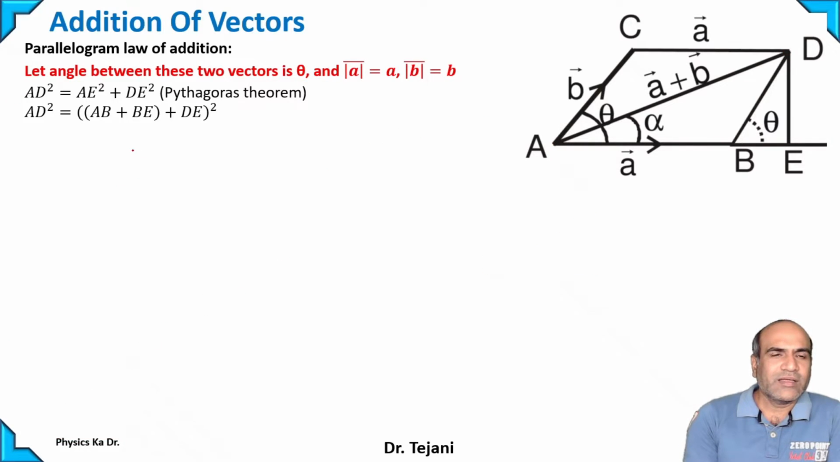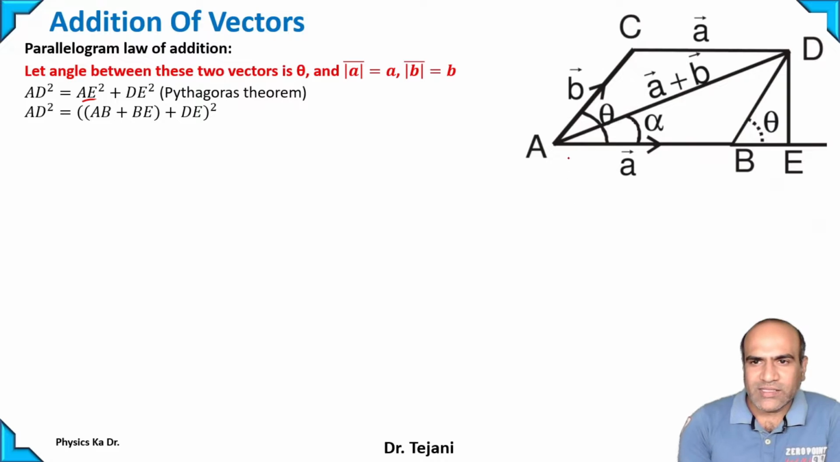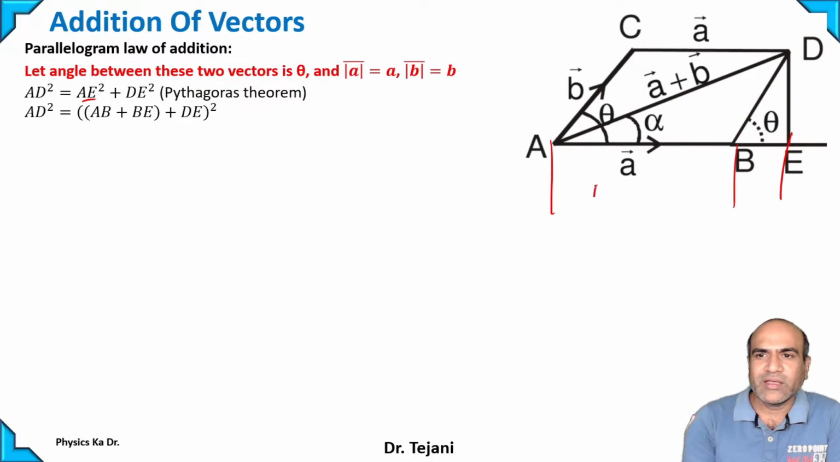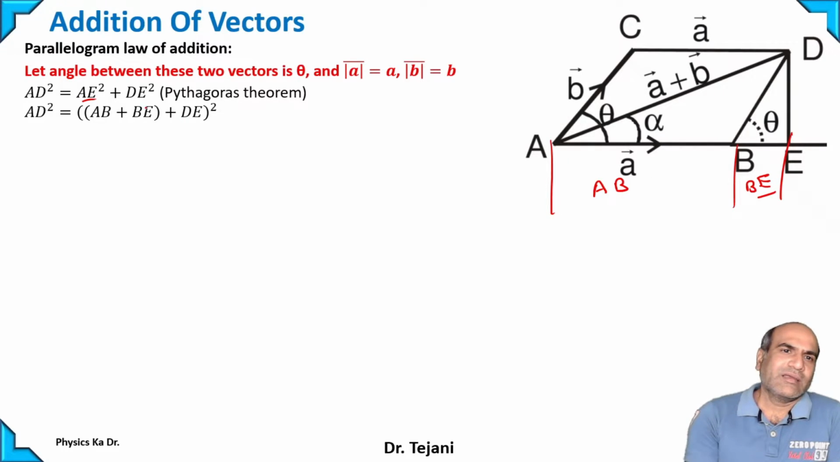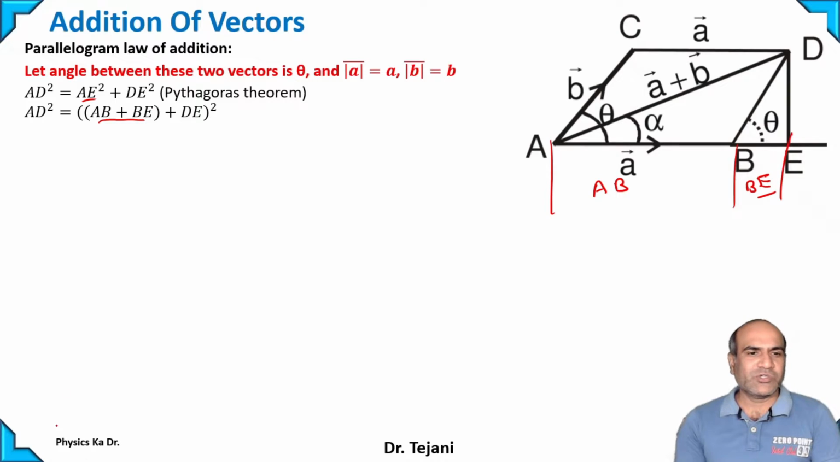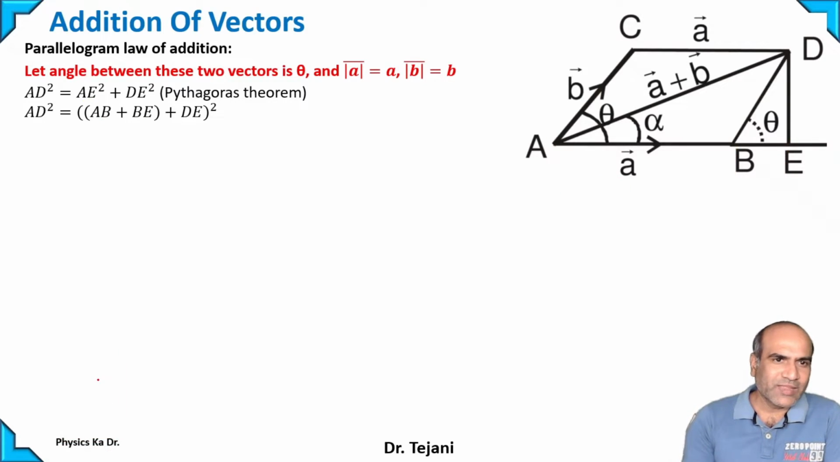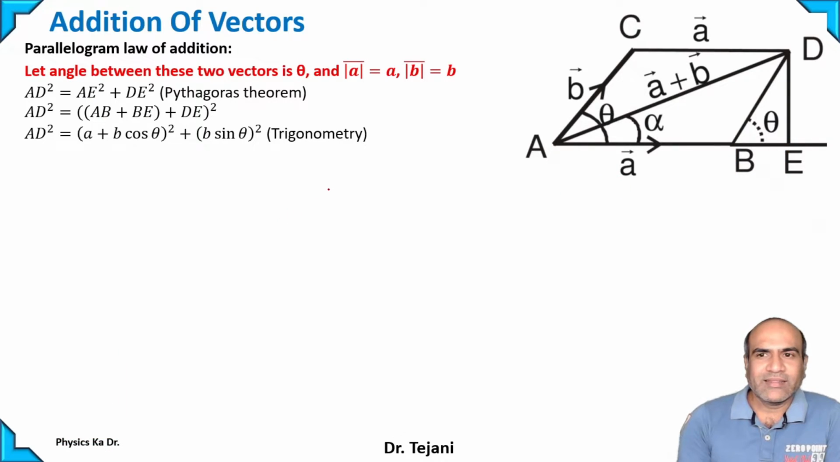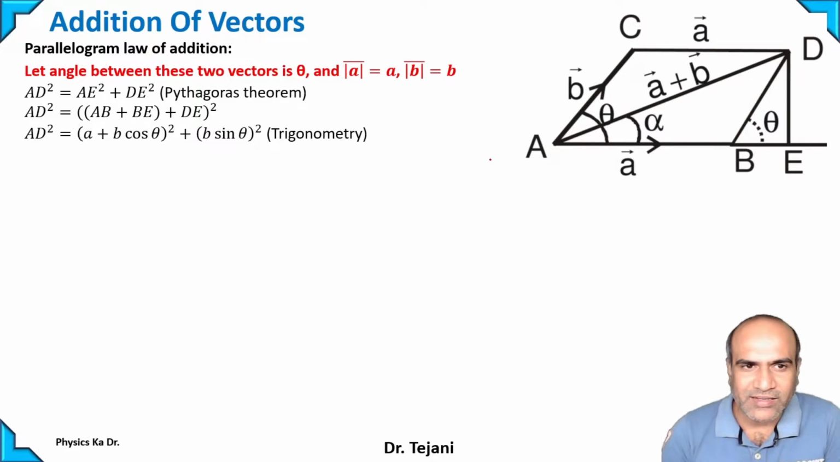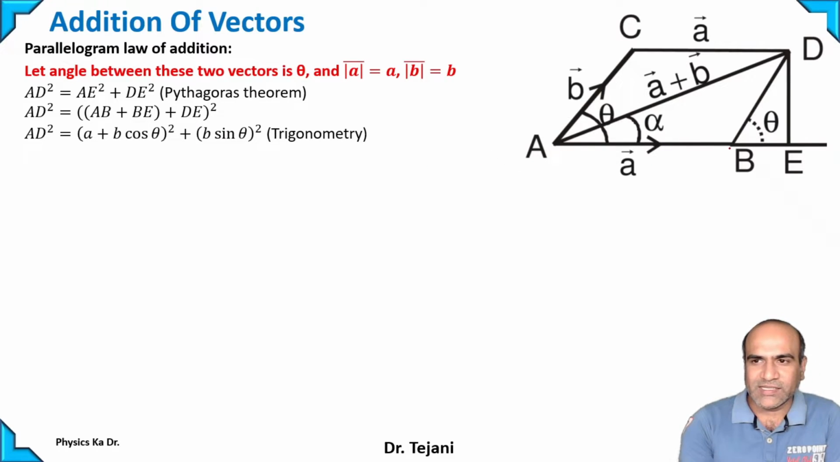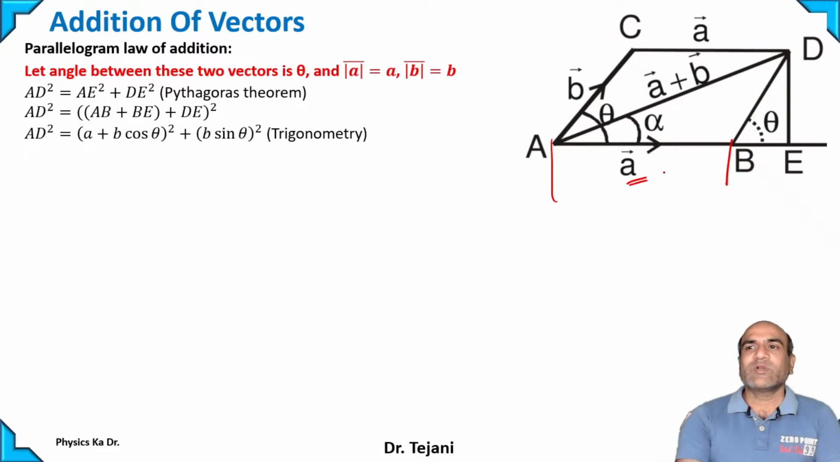Then this is AE. Can I say AE is equal to AB plus BE? Yeah, of course we can. There isn't any issue. Then we have this distance AB. This is our vector A.